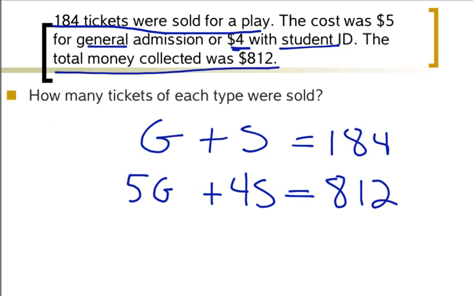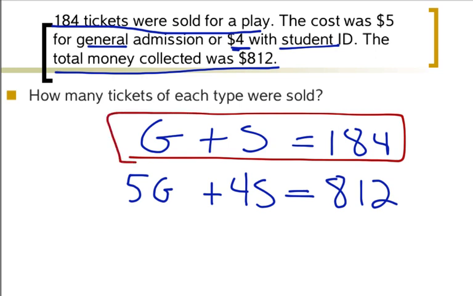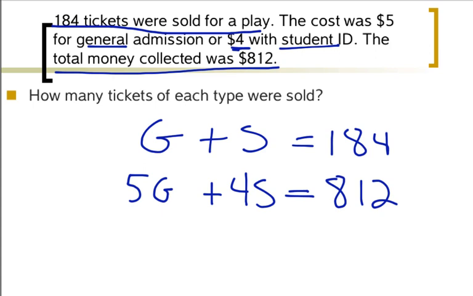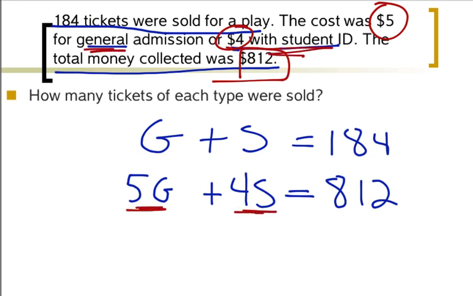Okay, well, notice I had the 184 tickets. I separated the 184 tickets because I had types of tickets, general and student. So types of tickets added up to 184, and then it says money. We've got money collected, and it tells us what each type of ticket costs. So that's why I put the 5 with the general and the 4 with the student, and then it gives me the total amount that's going to add up to.